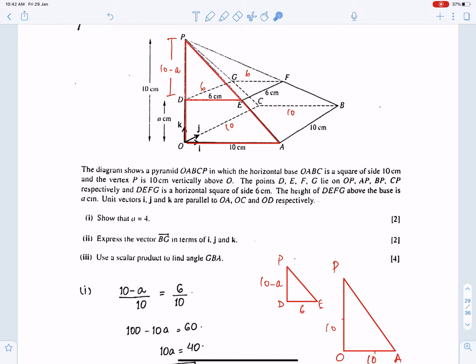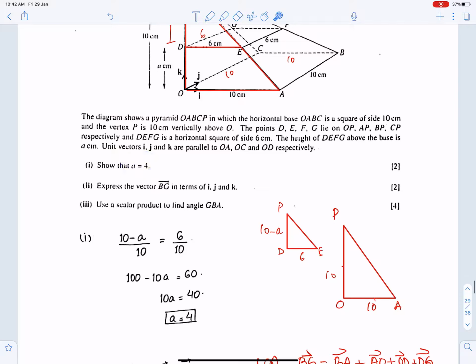So by considering these two similar triangles, we can easily prove the length of this A. So I'm taking the ratios of their corresponding sides. So 10 minus A upon this 10, because these two are corresponding, and 6 upon this 10. Hence shown A is 4.